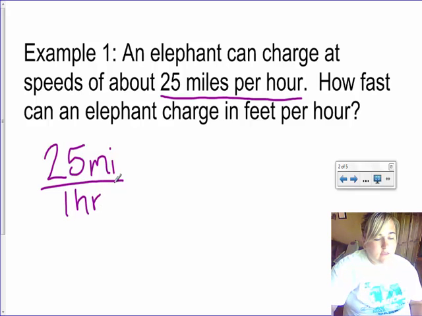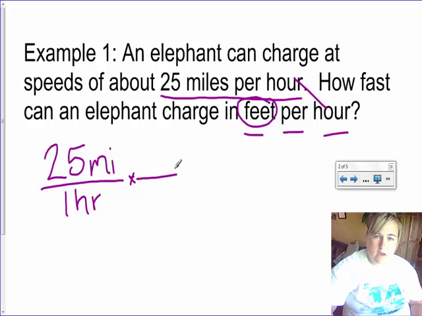But we don't want our answer in miles per hour. We want it in feet per hour. So hour is staying the same. What we want to change is this miles. So we don't want miles, we want feet. So we're going to multiply in order to do that.